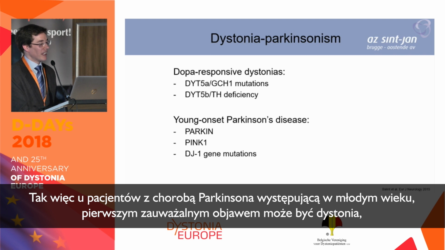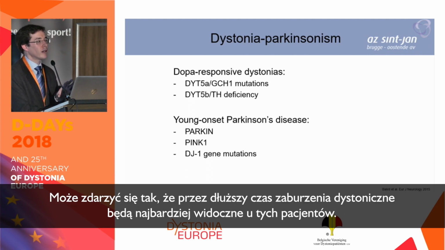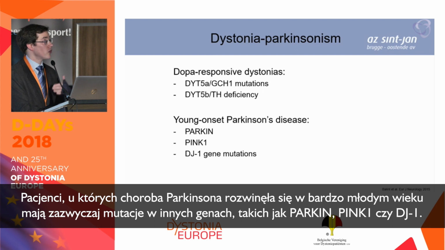So, in young onset Parkinson's patients, the first presenting symptom of their disease can be a dystonia before other Parkinsonian symptoms develop, and it can be that for quite a long time the dystonic features are most prominent in these patients. And these young onset patients that develop Parkinson's disease at a really young age typically have mutations in different genes like the Parkin, PINK1, or the DJ1 gene.